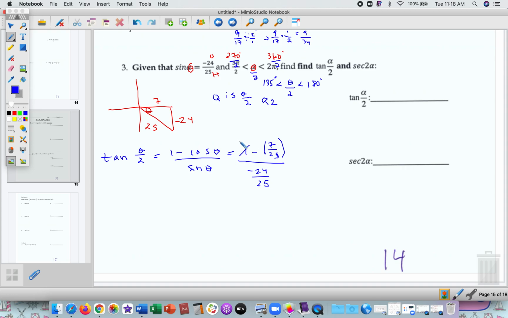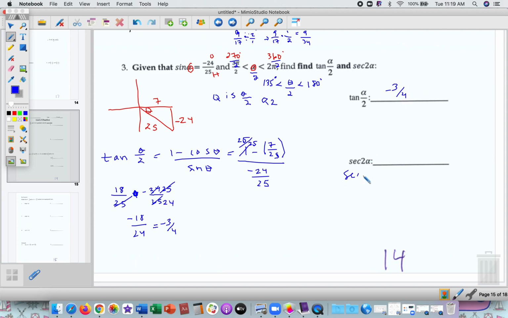So in the numerator, if we make this 25 over 25, we have 25 minus 7, which is 18 over 25 in the numerator, divided by negative 24 over 25. Change division to multiplication, flip the fraction on the right. Cancel out these 25s, and we have negative 18 over 24, which we can simplify to negative 3/4. So come up here, we have negative 3/4.